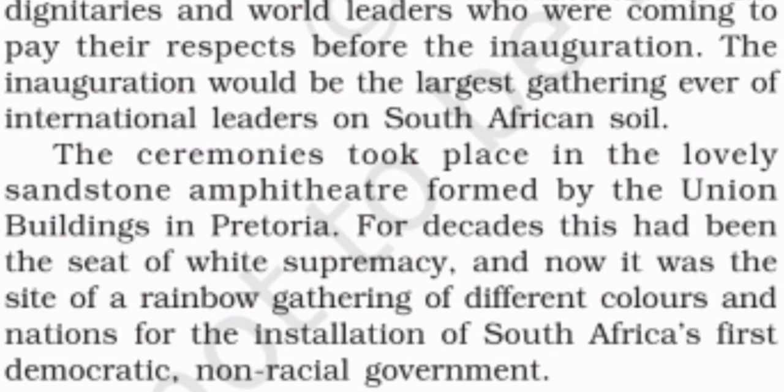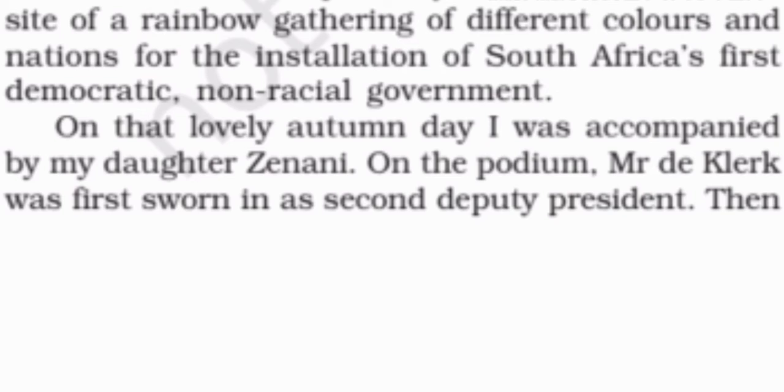The ceremony took place in an open circular building made of sandstone, consisting of the Union Buildings in Pretoria city. Here many people were gathered, of different castes, religions and races. So it was the site of a rainbow gathering of different colors and nations for the installation of South Africa's first democratic government. "On that lovely autumn day, I was accompanied by my daughter Janani."